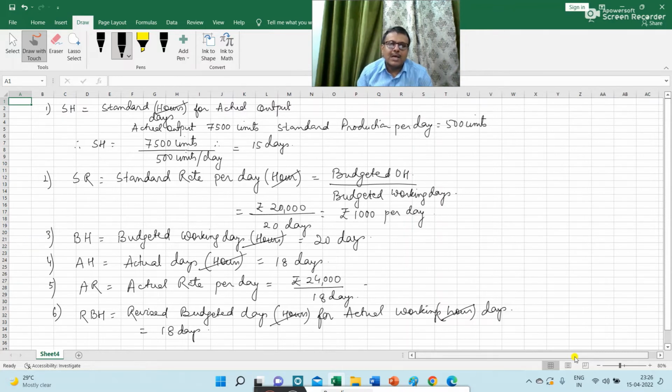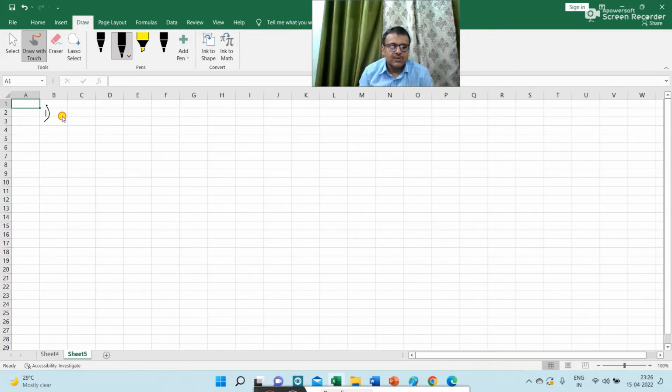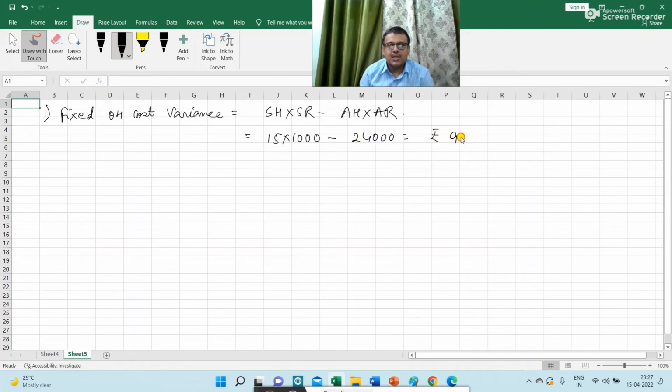Now we are going to calculate the fixed overhead variances. So the first variance is fixed overhead cost variance. This is calculated as standard hour into standard rate minus actual hour into actual rate, or this is the actual overhead. So standard hour is 15 into 1000 minus 24,000. So your fixed overhead cost variance is 9,000 adverse.